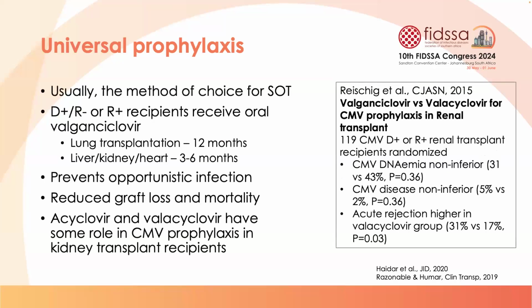Acyclovir and valacyclovir can also be used for prophylaxis, and Jeremy did show there in patients that are considered low risk for CMV disease. This study from 2015 looked at valganciclovir versus valacyclovir and showed that, at least in terms of preventing CMV disease, it was non-inferior, but you do have to use quite high doses. And in this study, at least, acute rejection was a bit higher in the valacyclovir group. So it is an option. Particularly, this was renal transplant, but you have to choose your patients quite carefully.